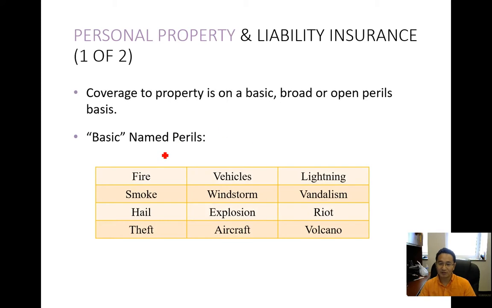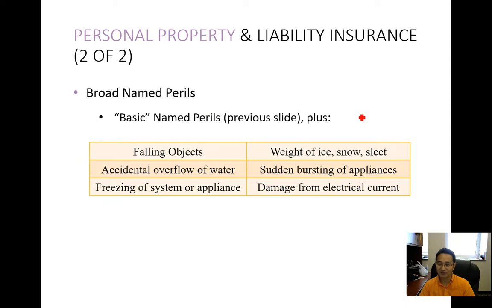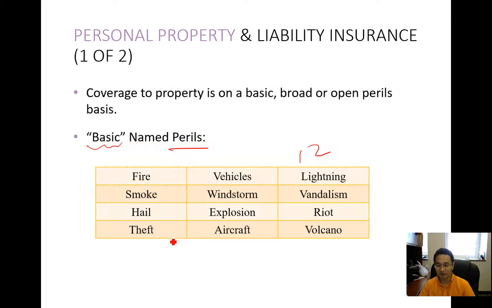Okay. Perils. So we have a basic coverage. We will cover those types of perils. We have 12 here, right? And then we have another 6 here. Those are broad, right? 12 plus 6 equals 18. So 18 of them will be covered if it's defined as broad. If you go back to the previous one, those are pretty straightforward, right? Propulsion, aircraft, volcano. So all those will be covered.